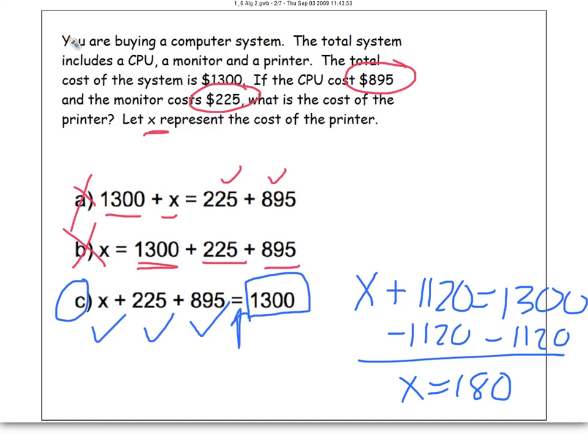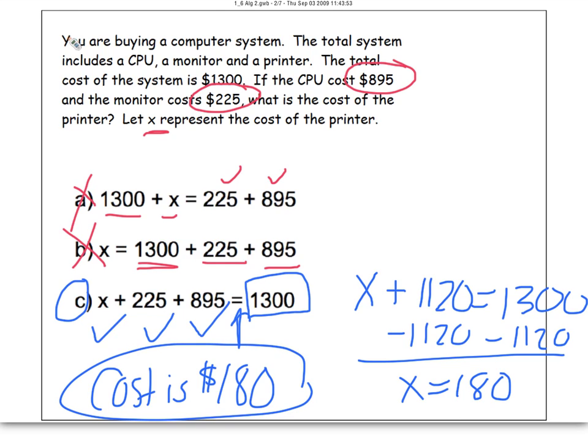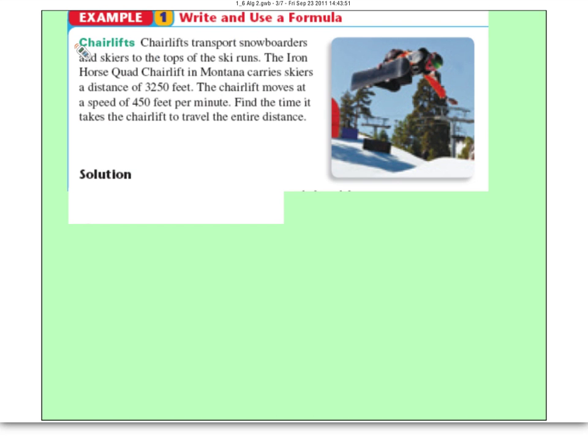Now, gut test, does it make sense that a printer might cost $180? Sure, it seems reasonable. Now answer the question, what is the cost? So I would say that the cost is, this is money now, so let's do it more reasonable, $180. Now let's do this word problem.